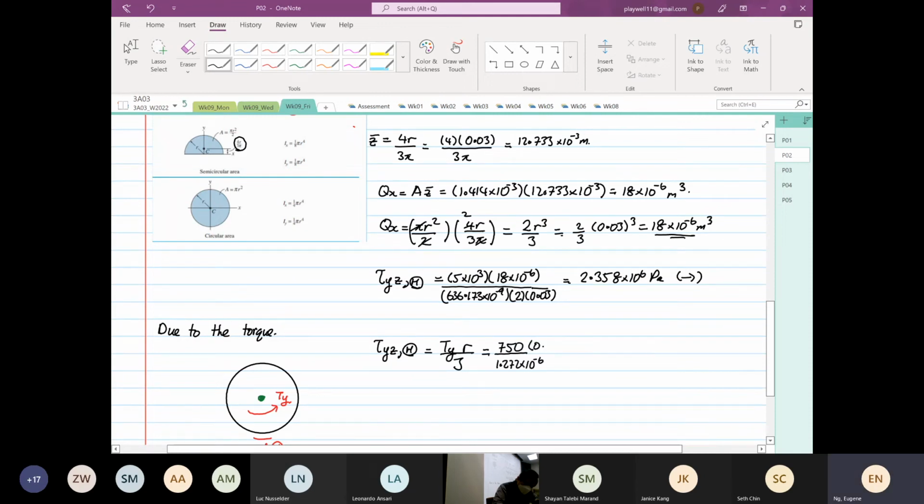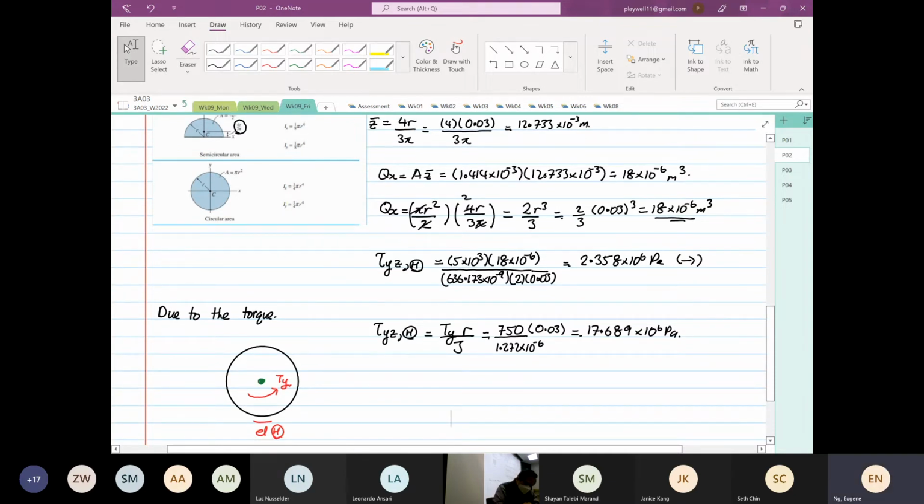And then our radius is 0.03. Okay, that is our radius. So this will be equal to 750 times 0.03 divided by 1.272 to the power of minus 6. It's equal to 17.689 times 10 to the power 6 Pascal. Okay.